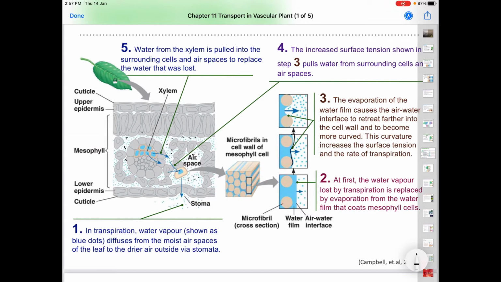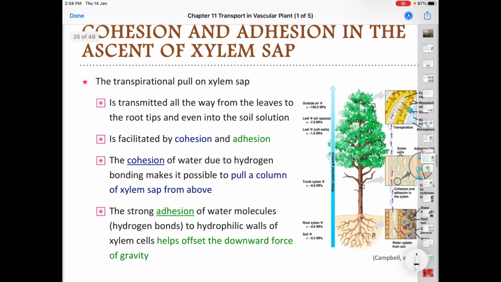So this is explained in the cross-section of the leaf, the internal section of the leaf. The increased surface tension shown in step 3 pulls the water from surrounding cells and air spaces. The water from the xylem is pulled into the surrounding cells and air spaces to replace the water that was lost. So this step is actually explaining the process of how the water from inside of the leaf is transpired to the outside. Okay, so this is how the process goes.